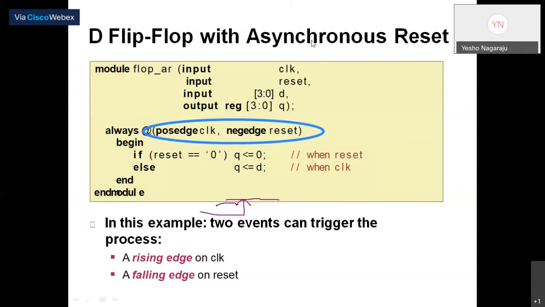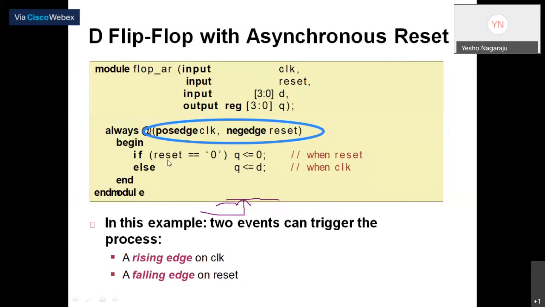Okay, what is asynchronous? You don't know when it is occurring. All the sequential circuits are listening to the clock. So now it has to be sensitive to reset also, and reset is active low, or the falling edge of the reset. This is the one change we see, and another input that has come to the circuit is the reset signal. Now your flop has an active low reset.